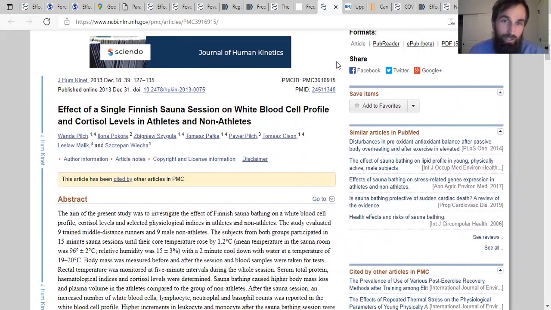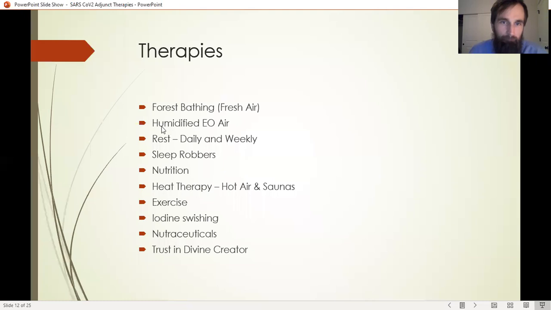And that brings us to our next topic, which is exercise. But even the non-athletes had some benefit from it, but those who were more physically fit had a greater benefit as far as their white blood cell count and so forth. We're going to try to get through all of this. It's way too much to cram into this time frame.